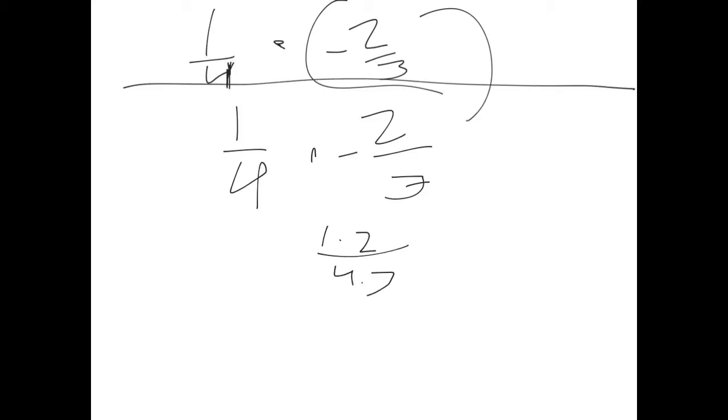So I take 1/4 times negative 2/3, and then I give them a thing, so it's 1, 2 over 4, 3, and then this crosses out, so 2 times 3 is 6, and 1 times 1, so that's your answer.